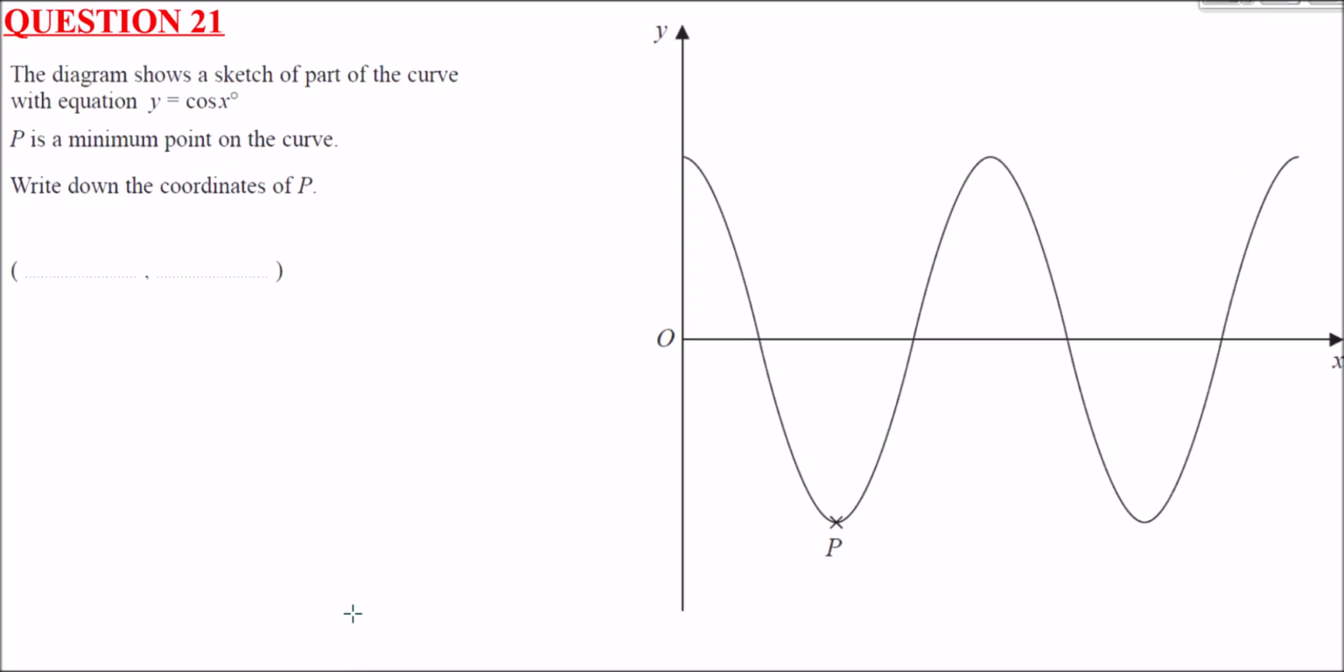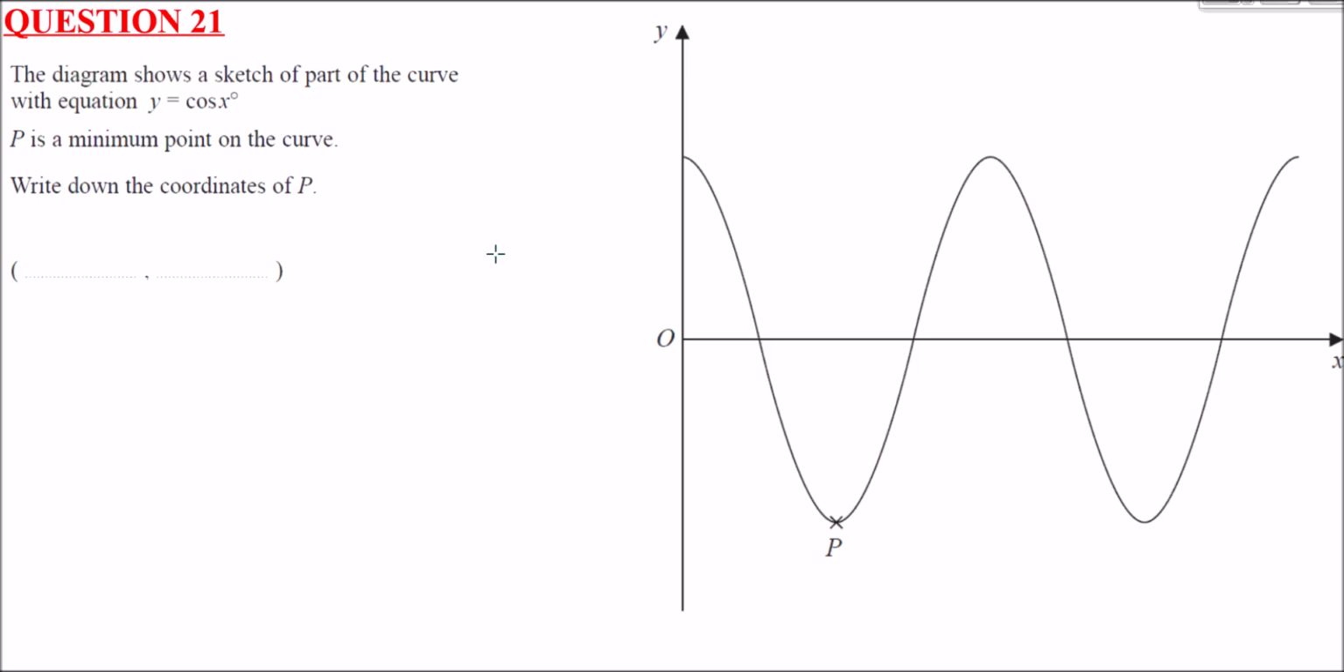Question 21, we have a sketch of part of the curve of equation y equals cos x. P is a minimum point on the curve, there it is. Write down the coordinates of P. This question is weighted strongly towards people that have revised the actual trig graph functions. If you don't know what the graph of y equals cos x looks like, you haven't really got a hope.